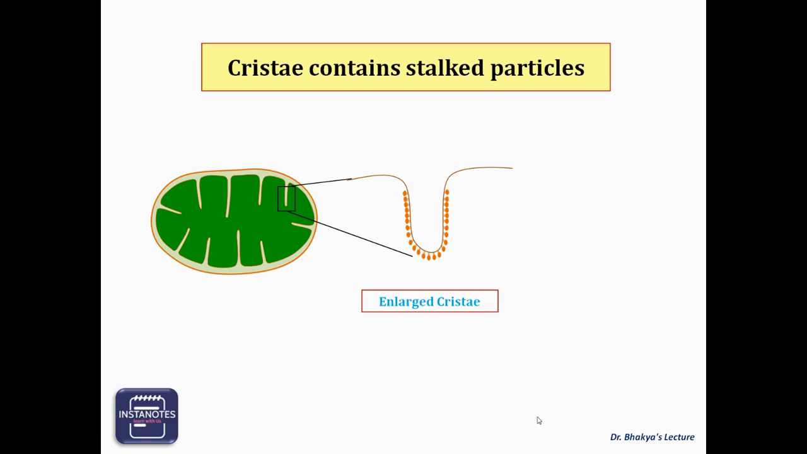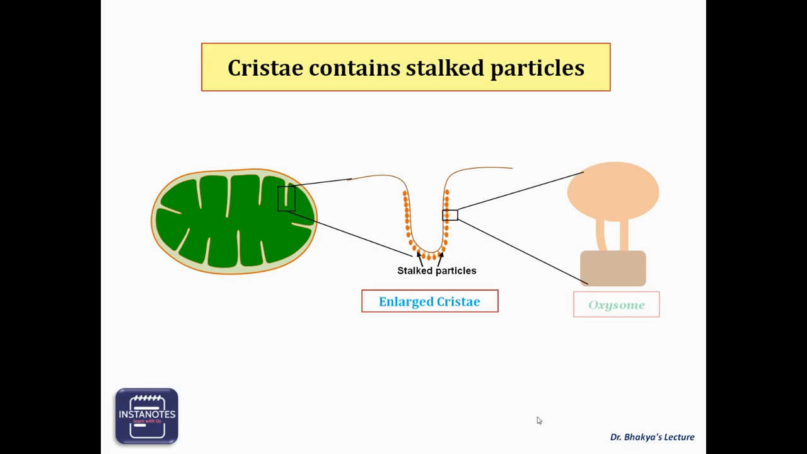The enlarged cristae here show pin-like studded structures around the membrane. They are called the Stalk particles. Let's zoom in further and look at what these particles are. They are nothing but the oxysomes. These oxysomes are very important for oxidative phosphorylation reactions.